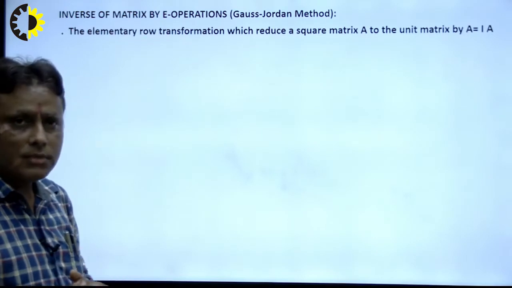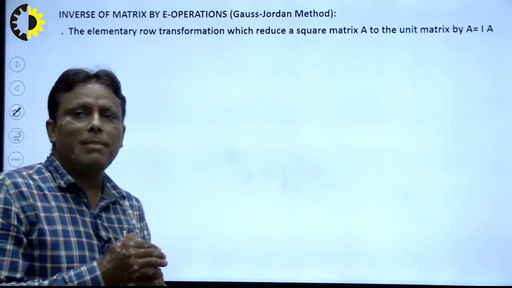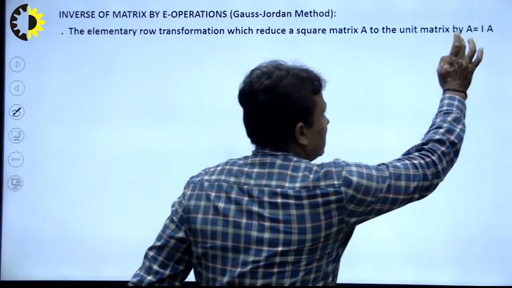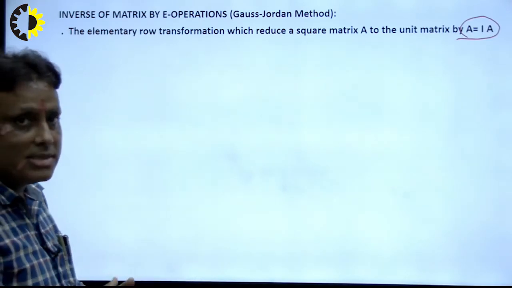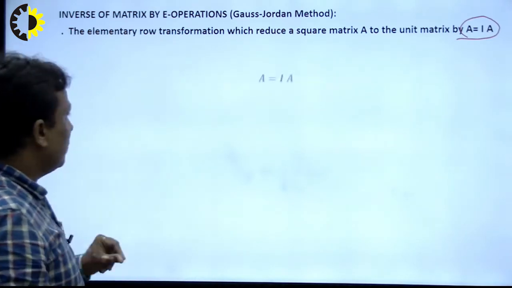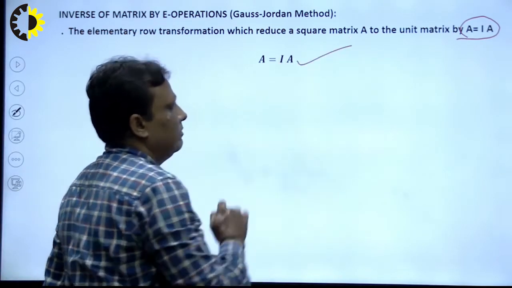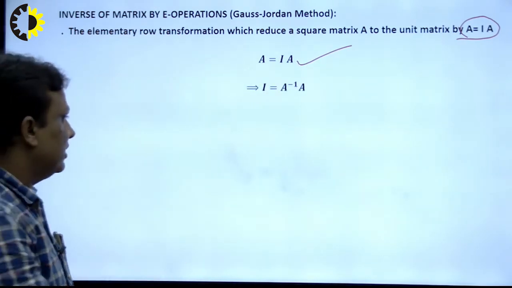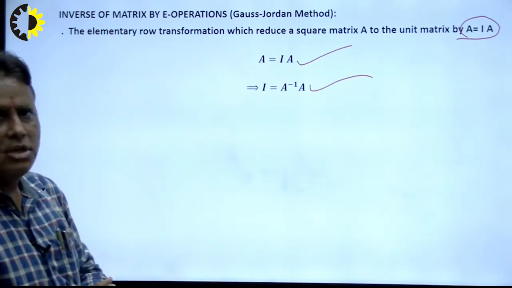The elementary row transformation reduces a square matrix A into the unit matrix. Be very careful: A is equal to IA. Students use it in the 12th standard, right? Suppose A is equal to IA. We start our given problem here and get the result by using elementary row operation. We get this result, right? So by comparing this quantity, we calculate the inverse of the matrix.